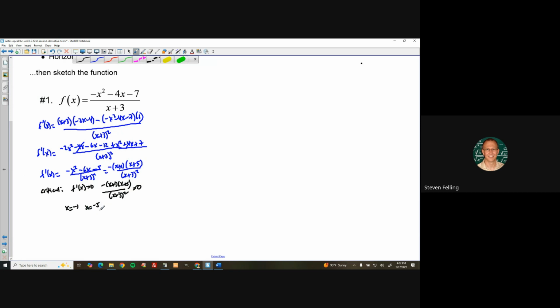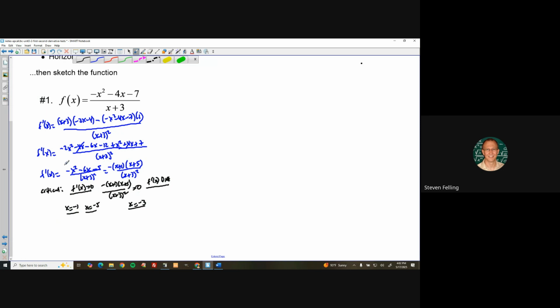So there are two places where f prime of x is equal to 0. But also, we could have a critical point whenever f prime of x is undefined. And that will happen when the denominator is 0. So that occurs at x is negative 3. So I actually have three values here where the first derivative is either 0 or undefined. And we could have sign changes at each of those.